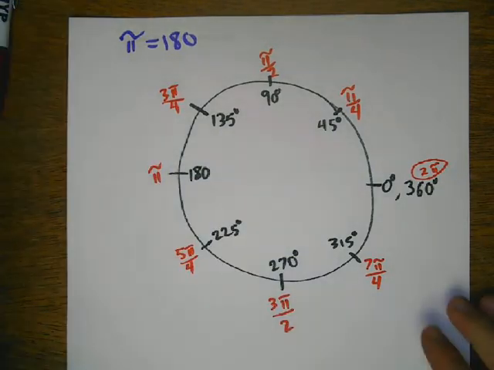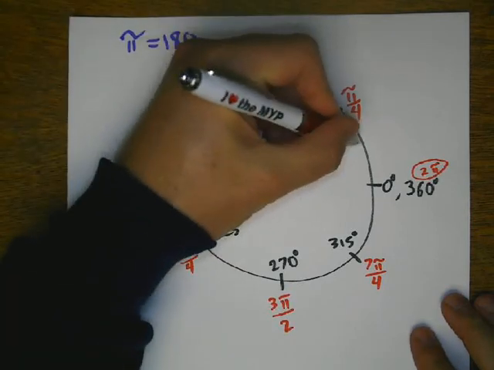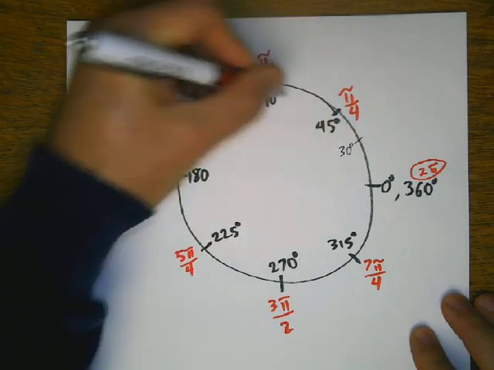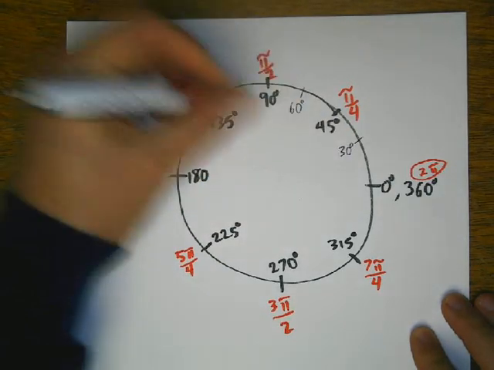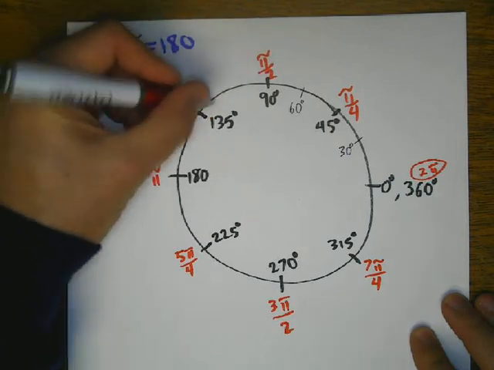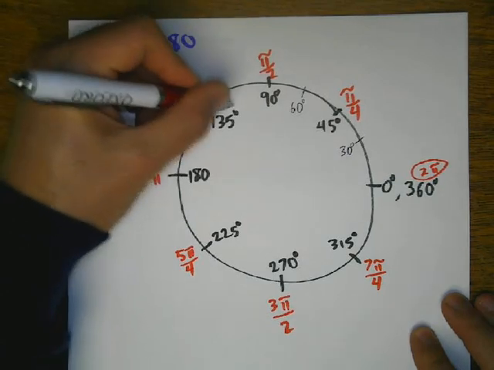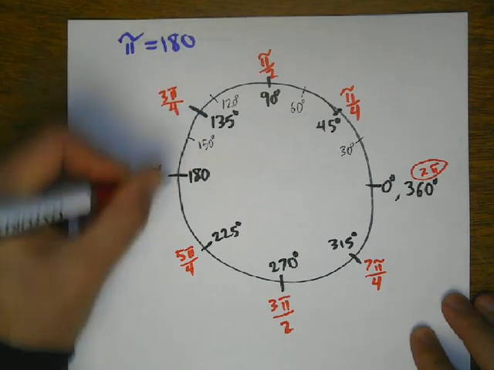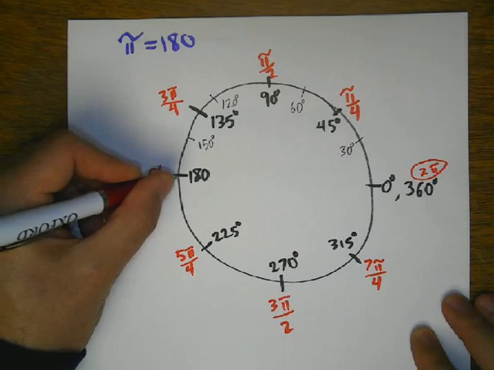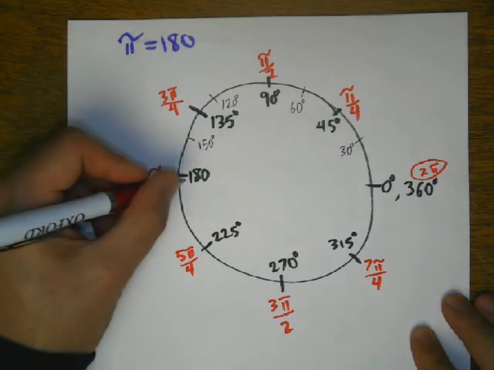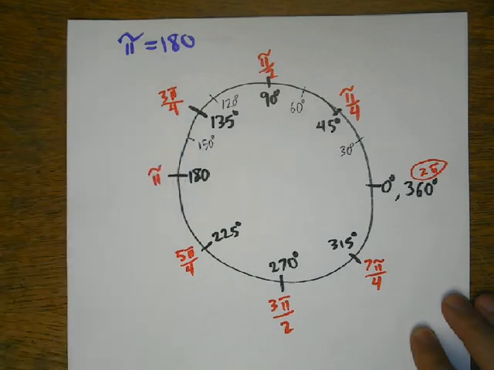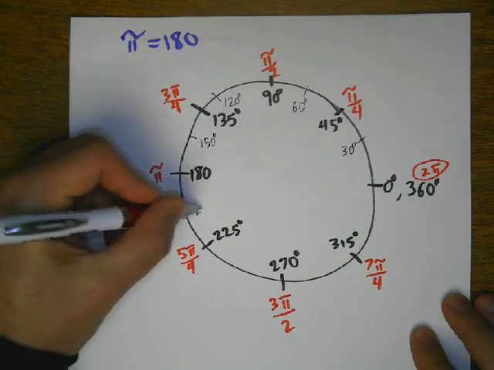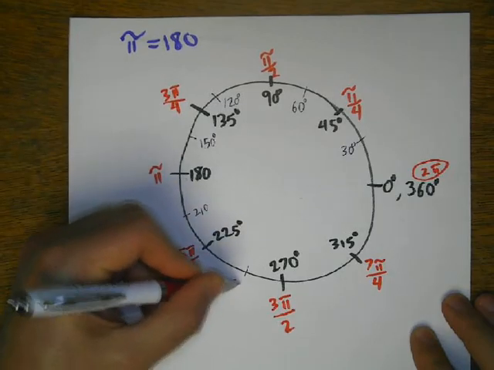Okay. Now, what if I was going in thirds? Then I would have 30 degrees, 60 degrees, 90 degrees. Let's add 30 more. I'm at 120 degrees. Add 30 more, we're at 150. Add 30 to 150, we get 180. Add 30 to 180, and we get 210. Add another 30, we get 240.